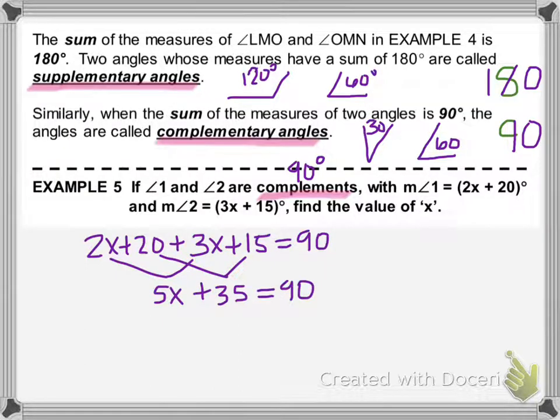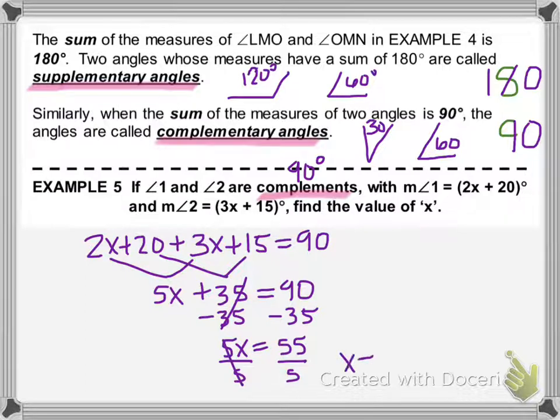Let's move our constants to the right by subtracting 35 from both sides. 5x equals 90 minus 35, which is 55. And then we'll divide both sides by 5, that coefficient. So x equals 11. I could go back if I wanted to and plug in 11 for x in either expression if I wanted to get the actual values of both of those angle measures.